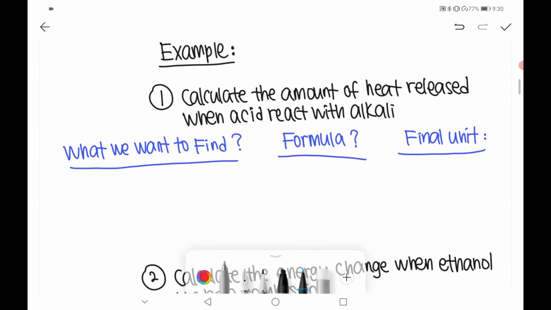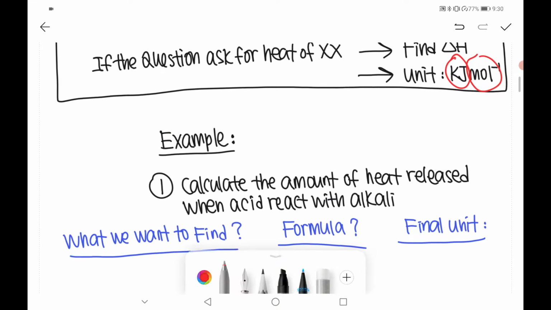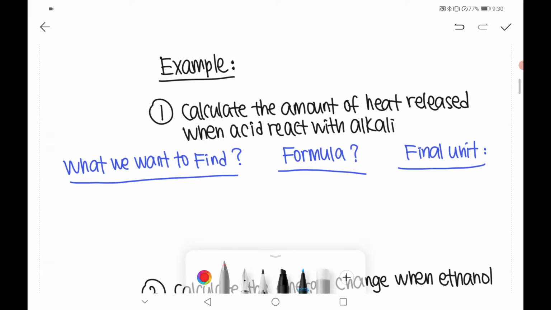I will show you a total of 4 examples here. When you read the question, you must know exactly what we want to find, what is the formula we should use, and what is the final unit. This is something very important. So let's try to do it together.